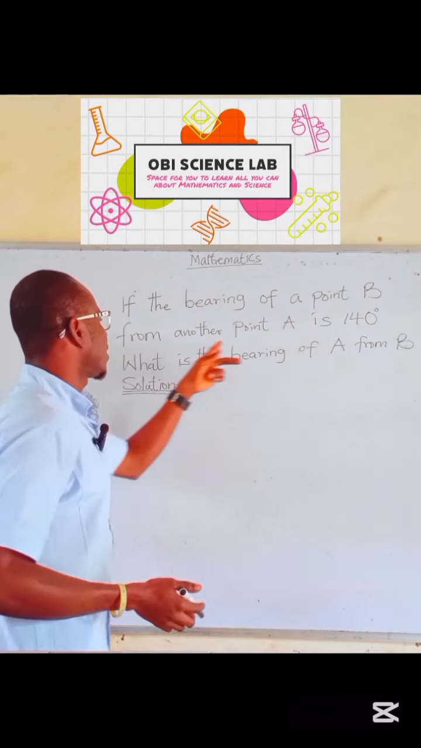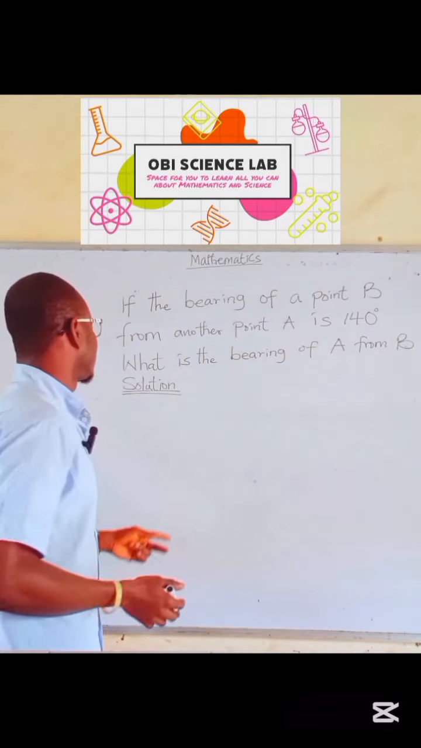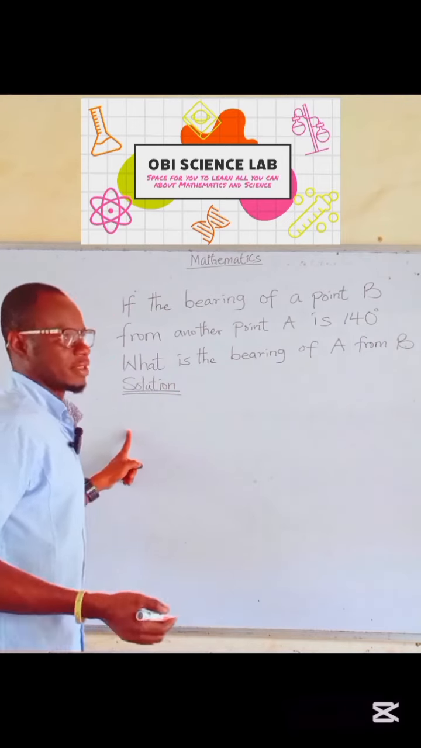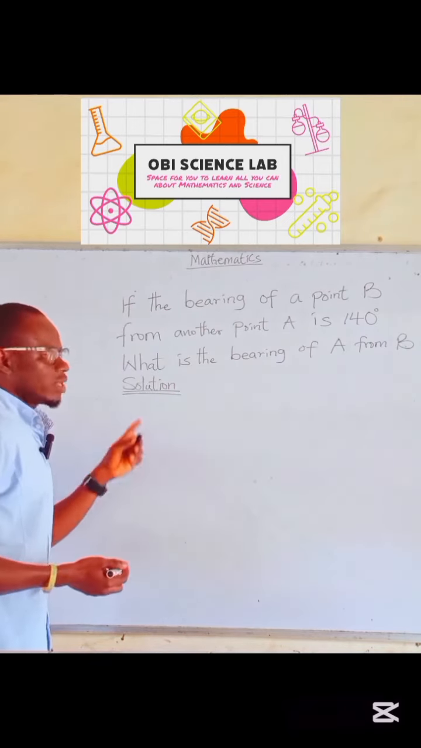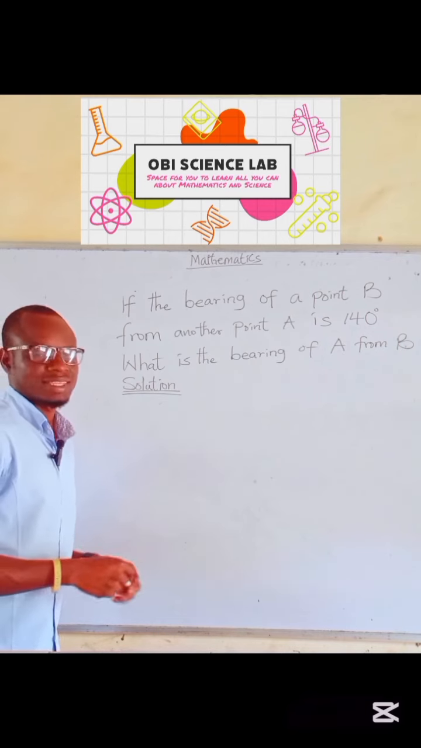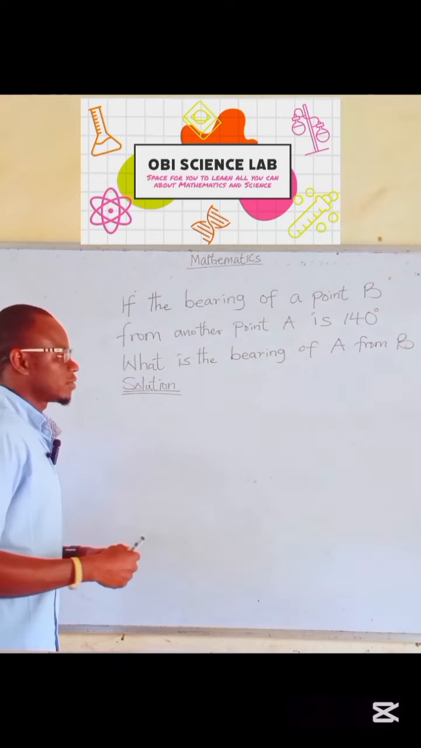point B from another point A is 140 degrees. What is the bearing of A from B? Now, real quick, when it comes to bearing and distance, the bearing of positions and locations are taken in the clockwise direction starting from the North Pole.